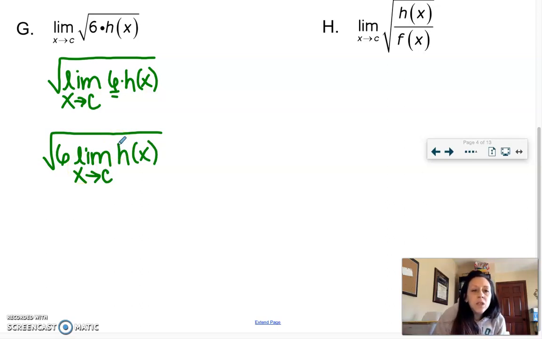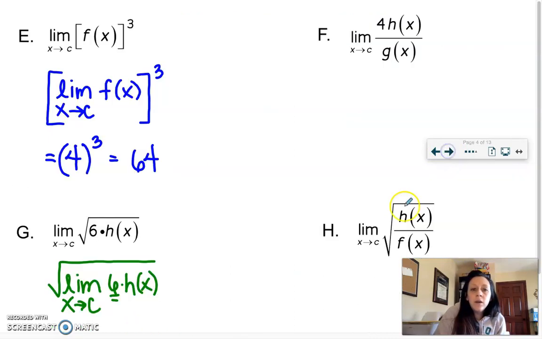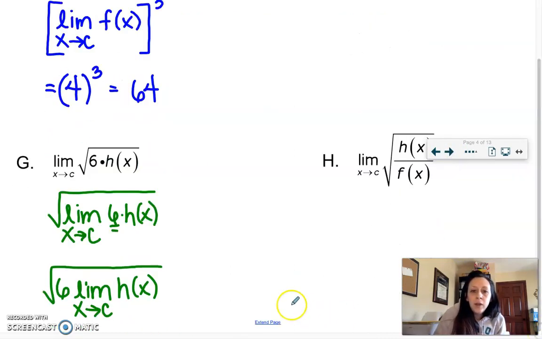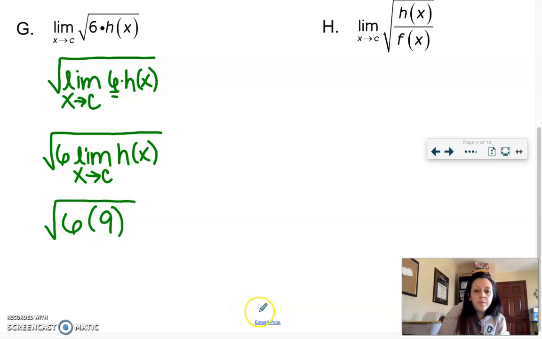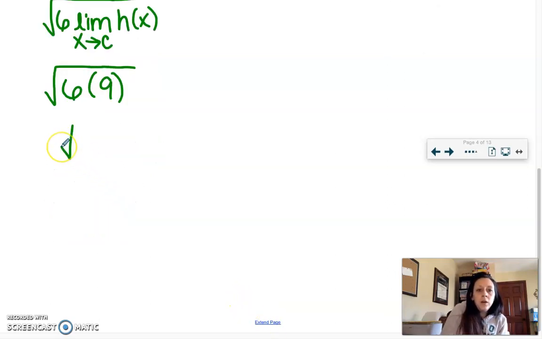Okay, so I can't remember what h of x was. H of x was 9. Okay, so I'm going to do my limit first, like work from the inside out. And so the limit of h of x was 9. And then I'm going to do 6 times 9 is 54.